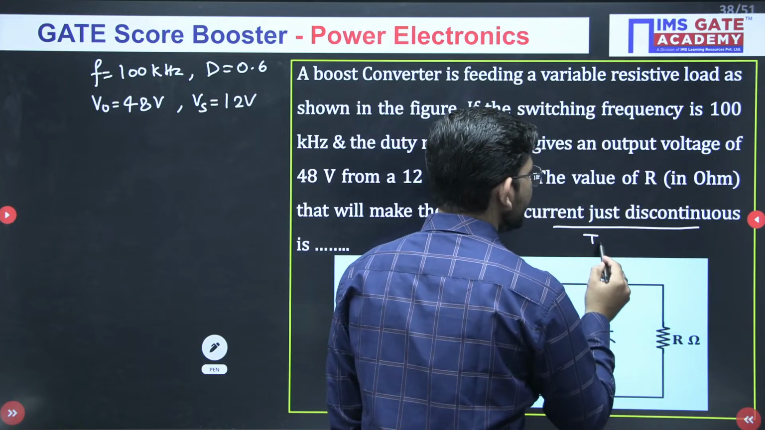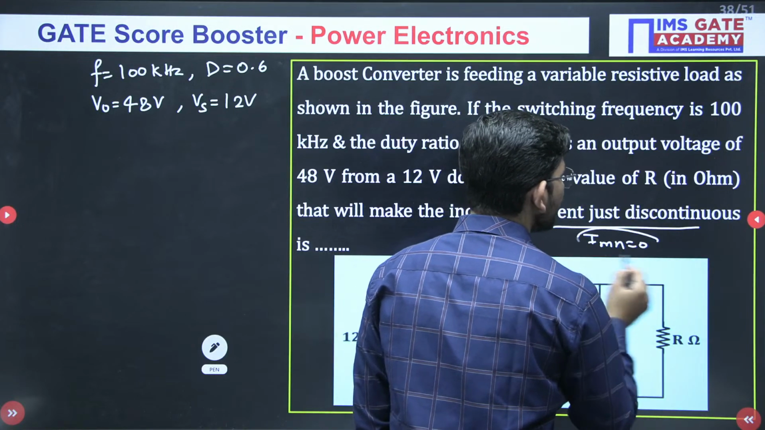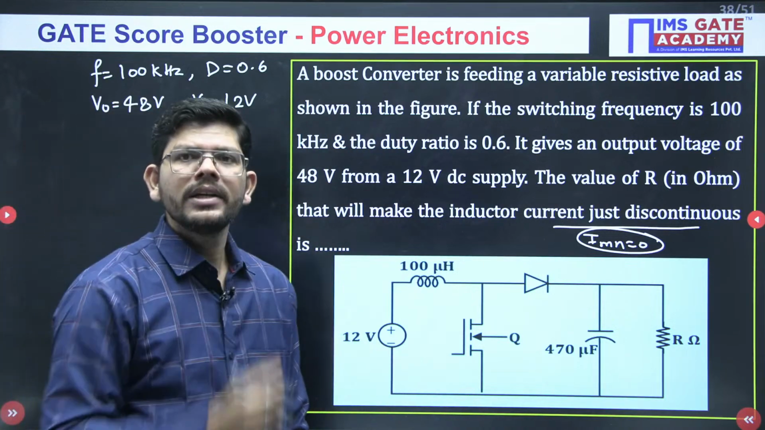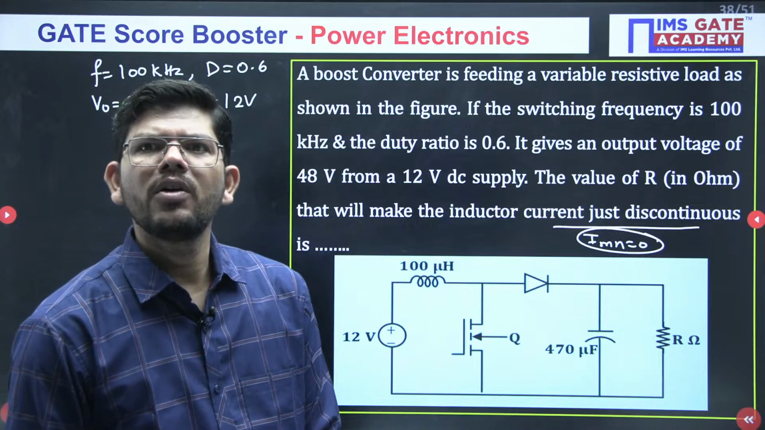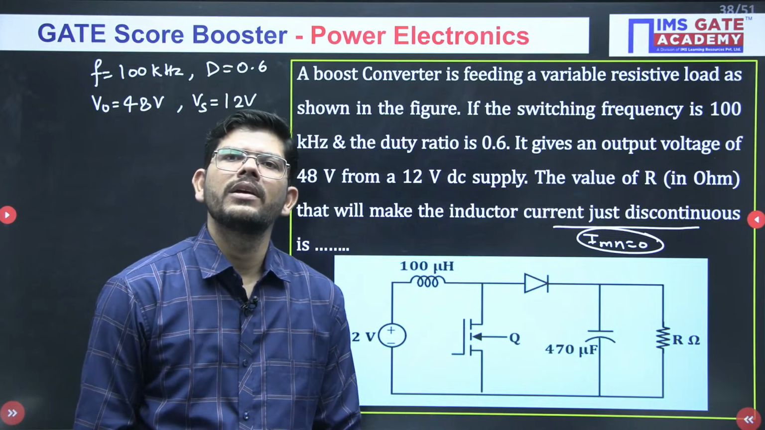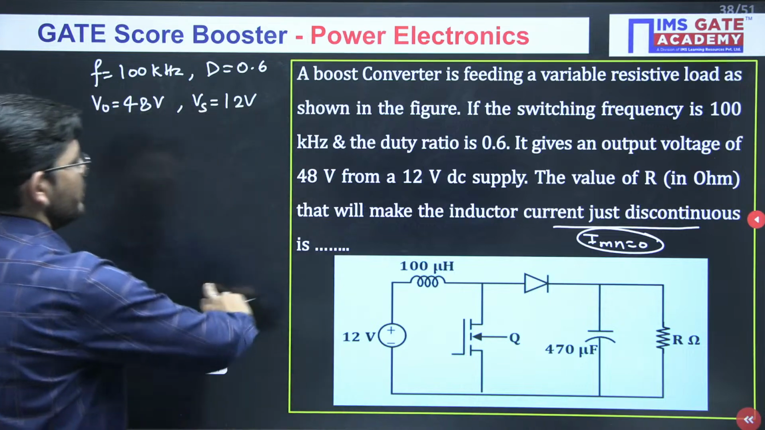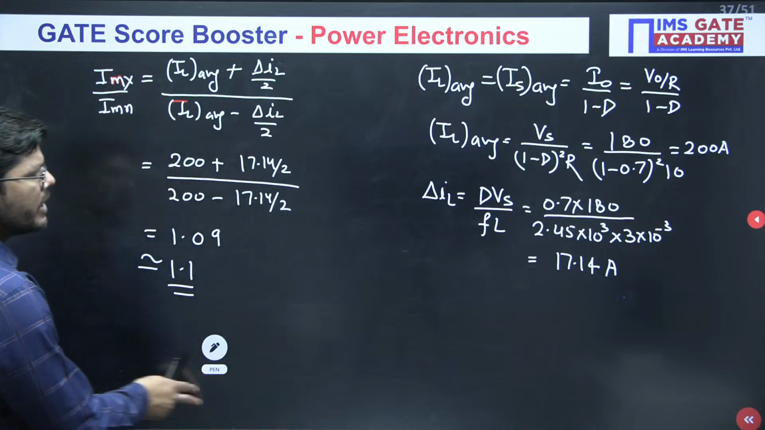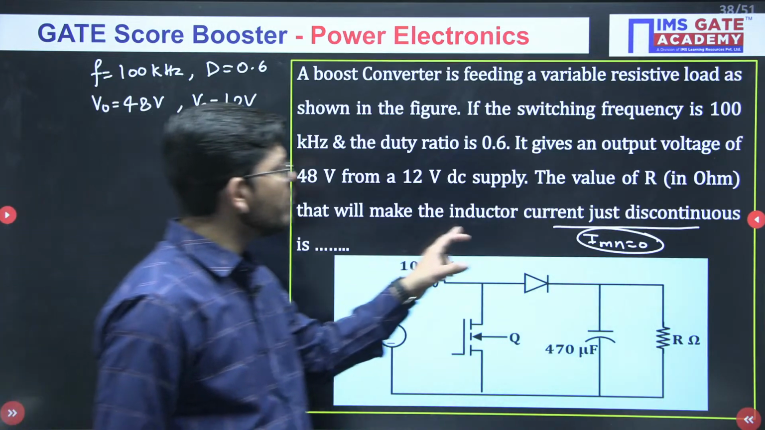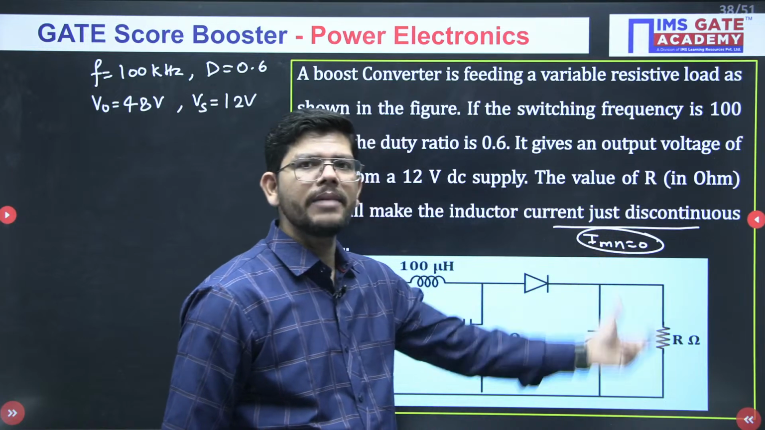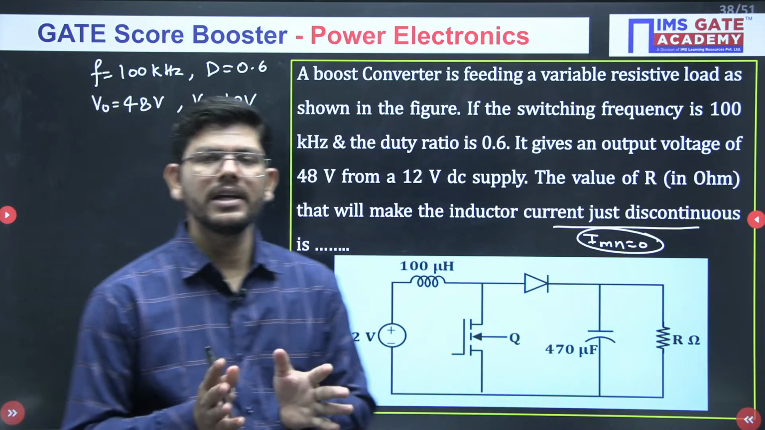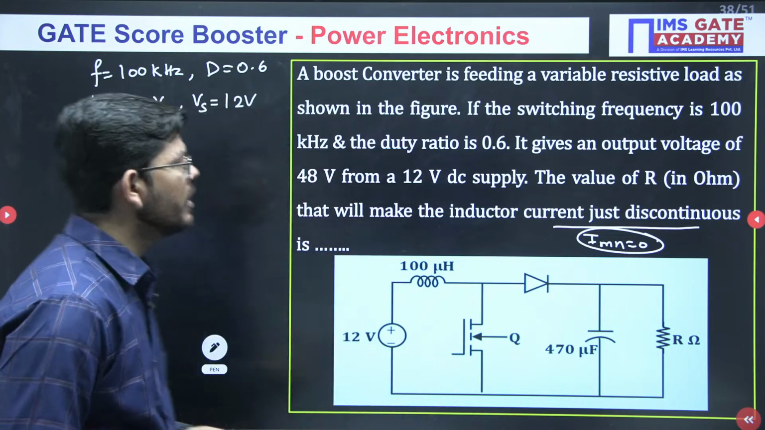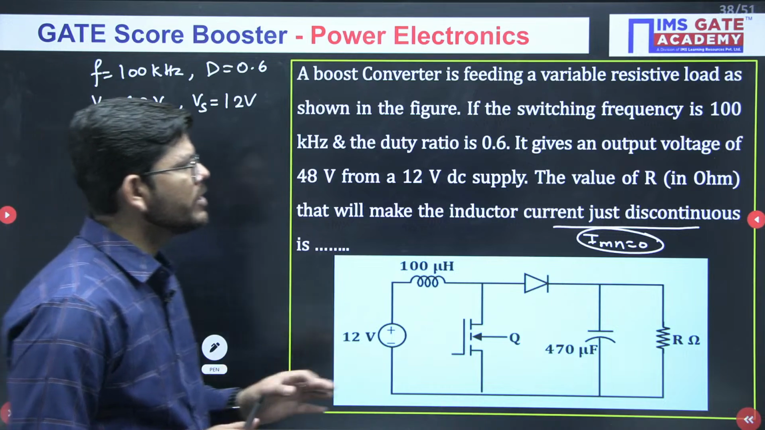Whenever you see this line, that means I minimum equals 0. Isn't it? How many times have we seen a question like this? I minimum will be 0. So delta IL is T on Vs upon L. Yes, you can write it. Whenever you see this line, current just discontinuous means I minimum is 0, which means we are at the critical condition, at the boundary.